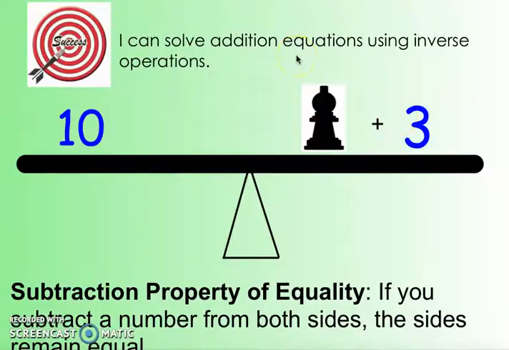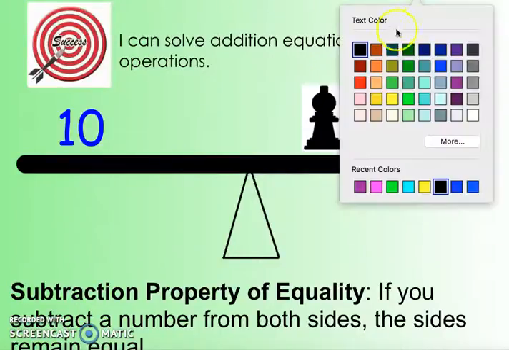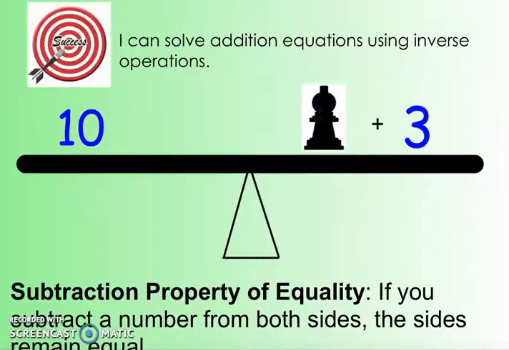And so if I look at this, this is actually a representation of an equation. On the left side, we have 10. And on the right side, we have 3, but we have a secret number. Can you figure out what the secret number is so that both sides are balanced? Now, if you said 7, you are correct. Why would it have to be 7?